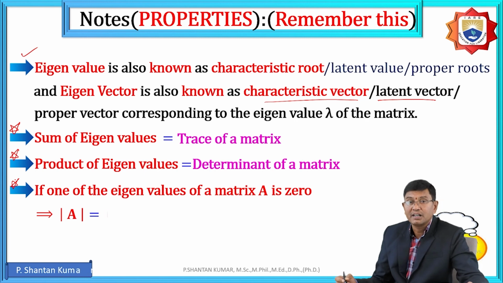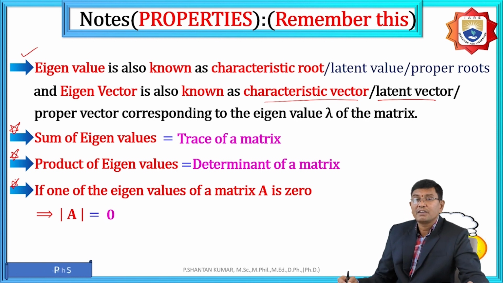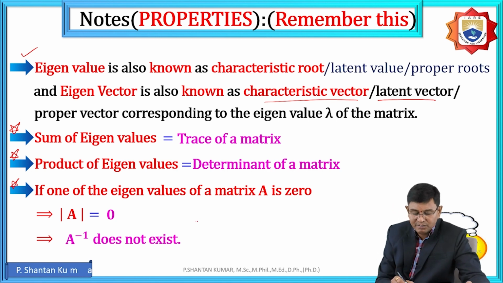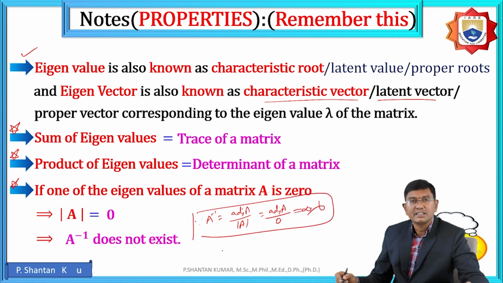The inverse does not exist whenever a matrix has an eigenvalue of 0, because A inverse is equal to the adjoint of A divided by the determinant of A. The adjoint of A is fine, but the determinant of A is equal to 0, therefore it is equal to infinity, therefore the inverse does not exist.